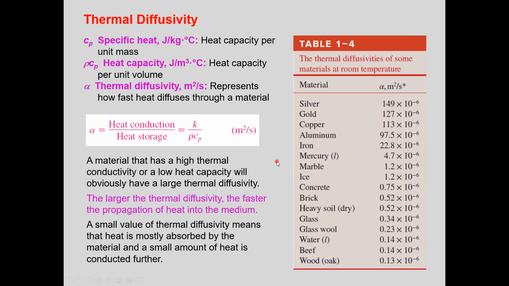Okay, so in this table, the thermal diffusivities of some materials at room temperature are given. As you can see, the metals have high thermal diffusivities, and insulating materials and water have low thermal diffusivities. High values, low values, as expected, because it is proportional to K, the thermal conductivity.